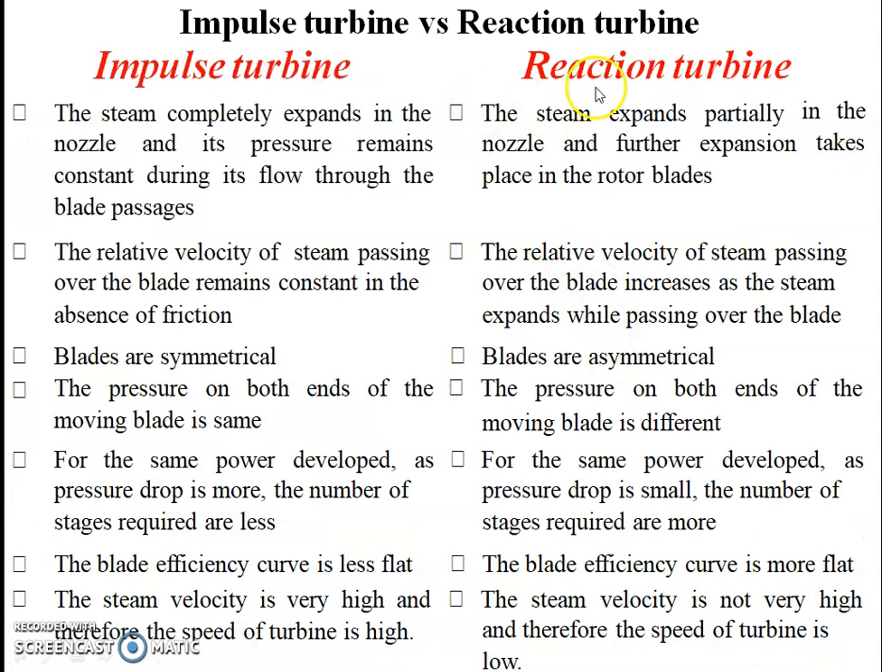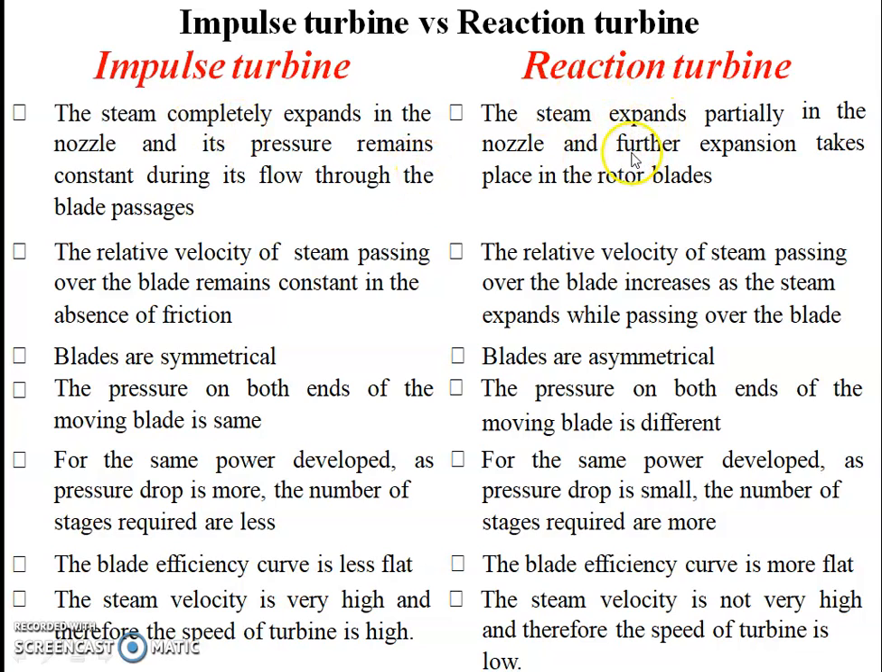From this slide, we discuss the difference between impulse turbine and reaction turbine. In the impulse turbine, the steam is completely expanded in the nozzle and its pressure remains constant during its flow through the blade passage. The high velocity steam impinges on the moving blade to rotate it. The steam expands in the nozzle itself, so the pressure drop happens in the nozzle section, but in the blade section there is no pressure drop in the impulse turbine.